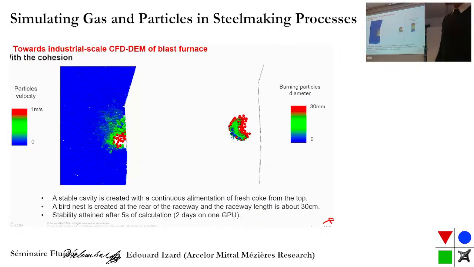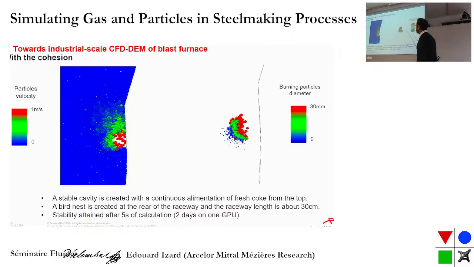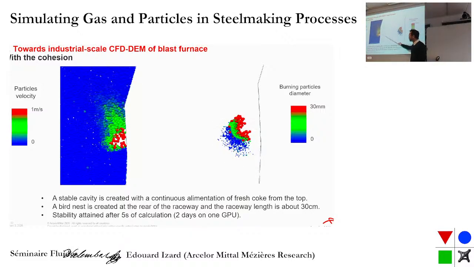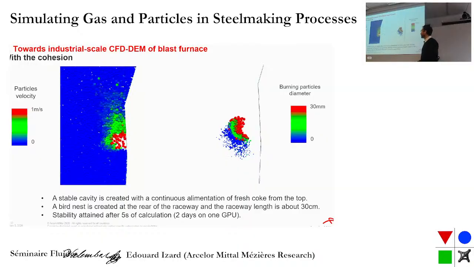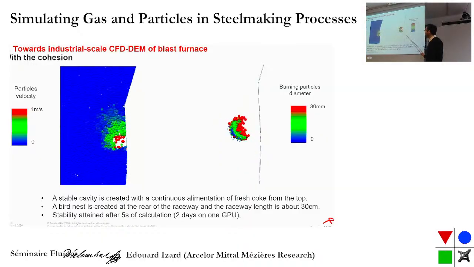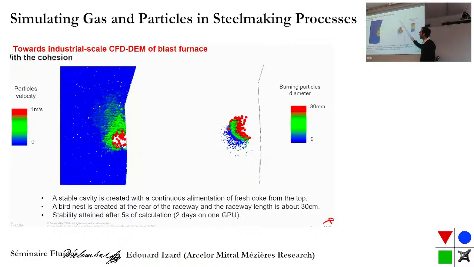Then what we have done is here, with the cohesion. We have added the same cohesion as in the PhD of Francis, and you have a video of the flow. Here we are looking at all the particles and the velocity, and on the right side we are only looking at the particles that are getting burnt in the model. So we have not shown all the other particles.